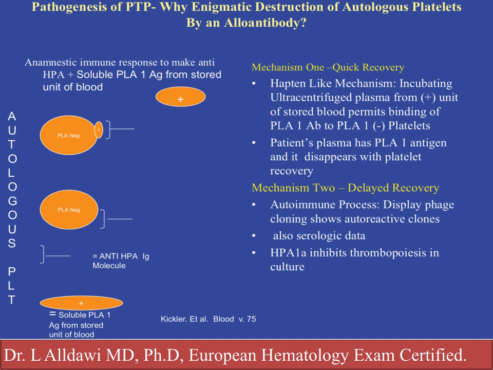Now, with regard to the mechanism of action, there are multiple theories and nothing is certain. One of the theories is a hapten-like mechanism, which means the antigenic material in the stored blood or platelets can become solubilized, and upon transfusion it gets attached to the patient's platelets and converts them from HPA-1A negative to HPA-1A positive. And then obviously if there is an anamnestic immune response, an alloantibody will destroy the autologous platelets. Another mechanism is the innocent bystander, and with regard to delayed recovery, when the platelet count does not recover until after 35 days, a mechanism of phage cloning is possible.